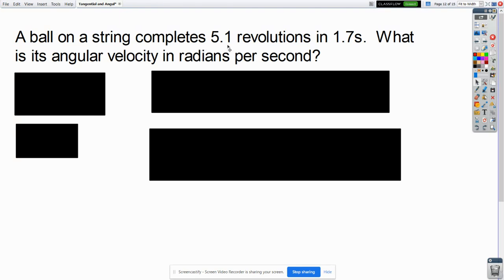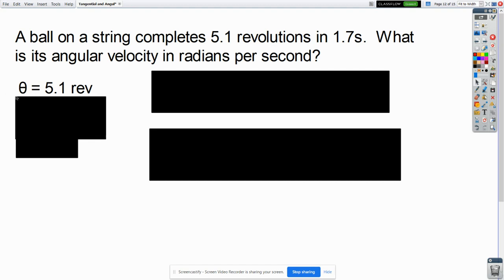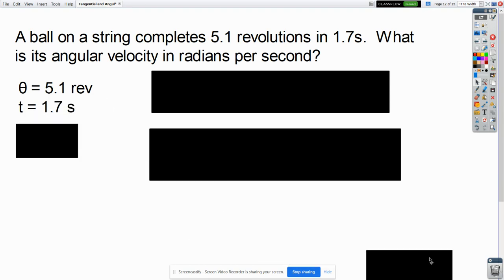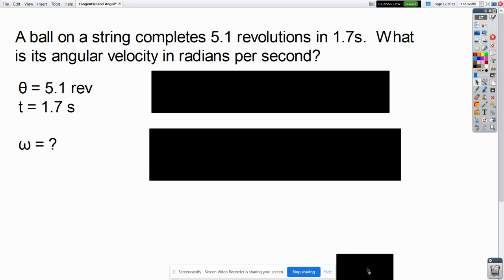So a ball on a string completes 5.1 revolutions in 1.7 seconds. What's the angular velocity in radians per second? 5.1 revolutions, that is our angular displacement. Again, the angular displacement can be in revolutions, it can be in degrees, it can be in radians. The time is 1.7 seconds. We want to know the angular velocity. Again, you can do it in revolutions per second. And it would just be 5.1 divided by 1.7, and that would be revolutions per second.